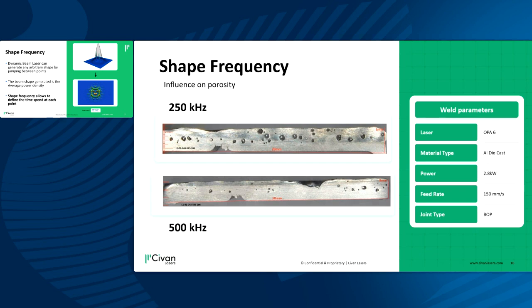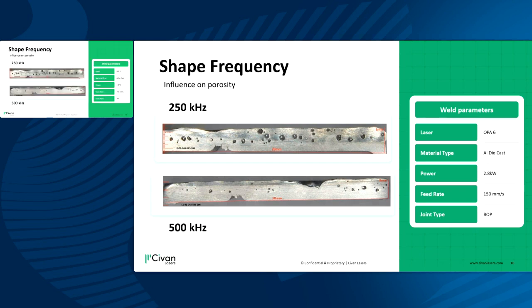Here is one example. This is a longitudinal cross-section of a part of an aluminum die cast. On the top we used a beam shape with a frequency of 250 kilohertz, in comparison to the bottom, which was a frequency of 500 kilohertz. You can see how the parts are very different and the process is different. It is an example of how, even using the same beam shape but just a different frequency, you can influence the process.